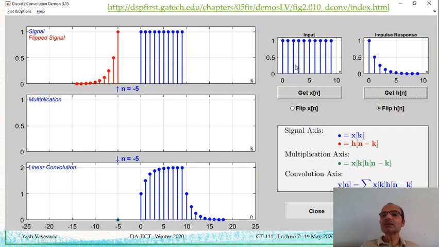This here is the input. The input now doesn't have only 6 samples anymore, it has multiple samples. It looks like it has about 9 samples, if I am not mistaken. And then this is the impulse response h of n, and it has this particular shape. Remember we said that we have to first flip the h of n vector, and the flipped one is shown in red here.